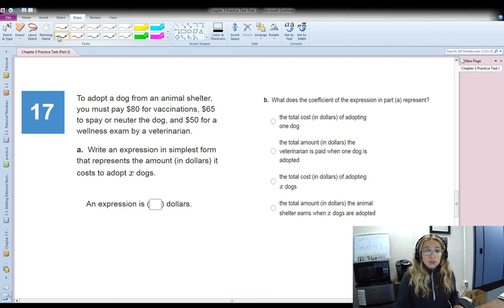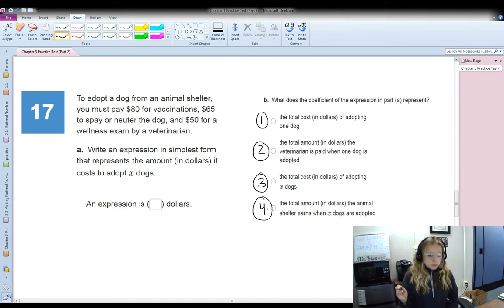So what you want to do is write an expression, and then you are also going to pick what the coefficient of the expression in part A means. I'm going to number these, so you're going to choose which number you think it is, 1, 2, 3, or 4. Okay? So go ahead, you're going to write the expression, and then answer both part A and part B. So ready, set, go.